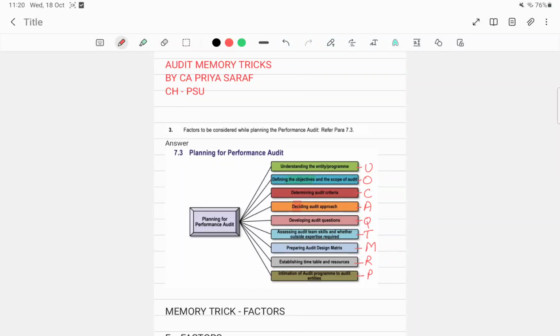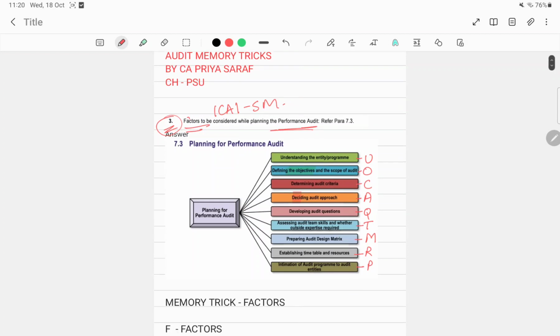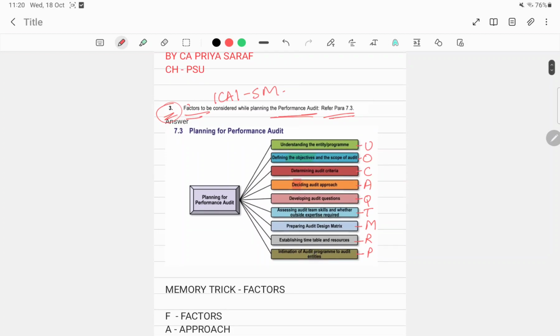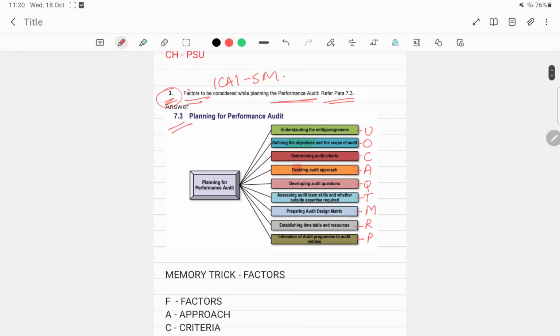Hi all, so today we are going to discuss the most amazing memory trick for audit chapter PSU, that is audit of public sector undertakings. So there is this direct question in ICAI study material, question number 3, factors to be considered while planning the performance audit. In the answer, it is directly given the reference of para 7.3, as it is a direct question. So when we refer to para 7.3, there are many points to be considered while planning the performance audit.